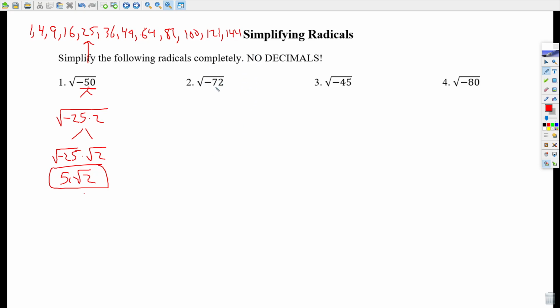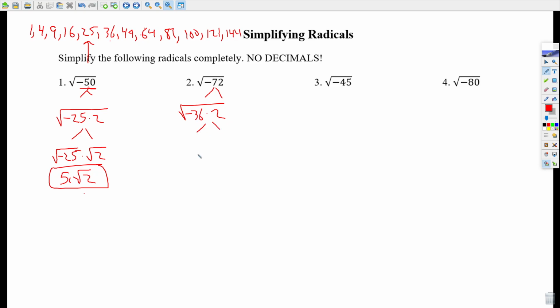Let's move on to number 2. It's really not that bad. You just have to figure out which number to use up here that works to get 72. So how can we split 72 apart? I have to use one of these numbers. I think it is 36. 36 times 2. So I'm going to split this into negative 36 times 2.